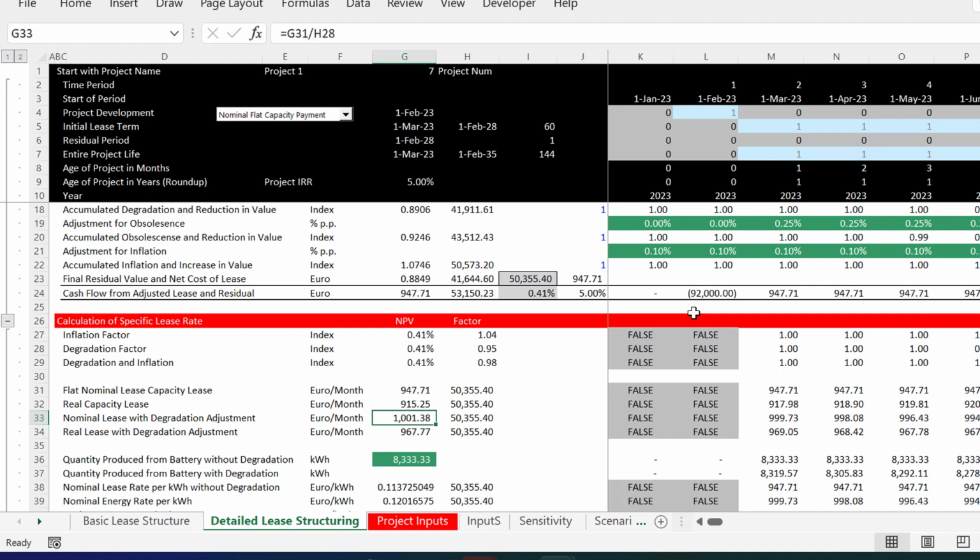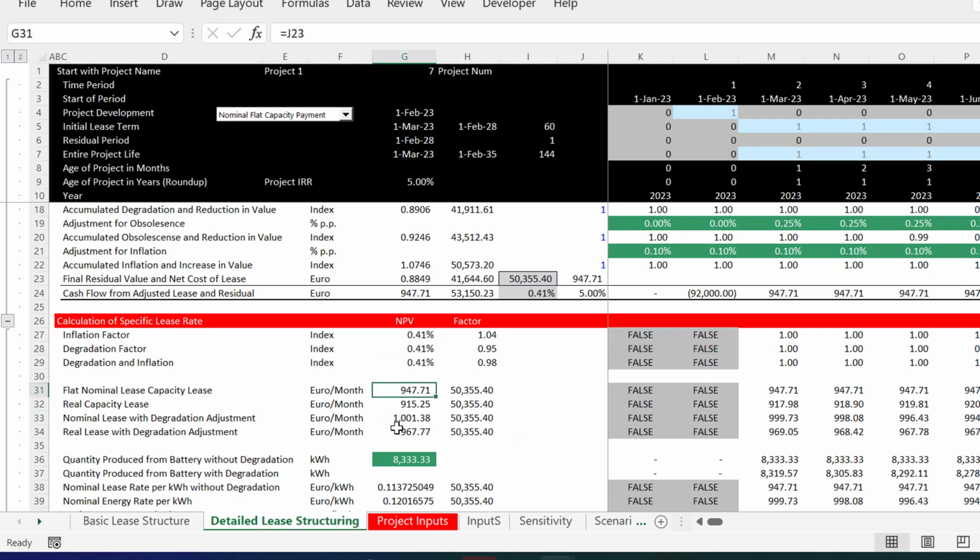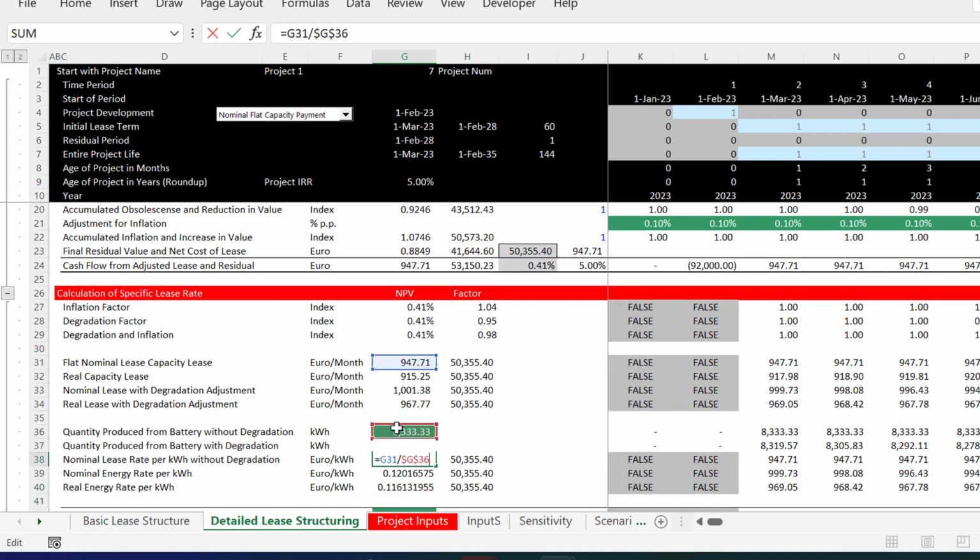And now the next thing we could do is almost the same sort of thing. We could take the degradation, and now we can't adjust the lease for obsolescence. That's a risk we're going to have to take no matter what. But if we have a quantity lease, we can recognize that when we take this total amount we need to collect, we're going to divide that by some quantity we have, so we can make it a per unit or per kilowatt hour lease.